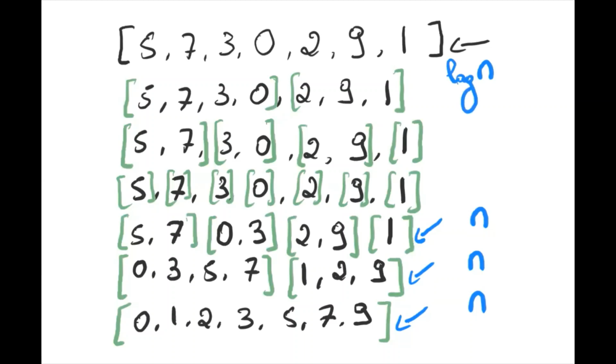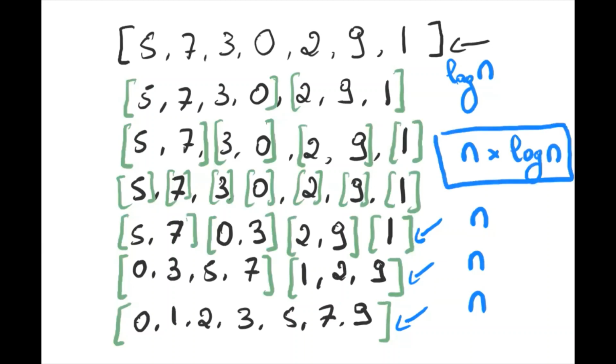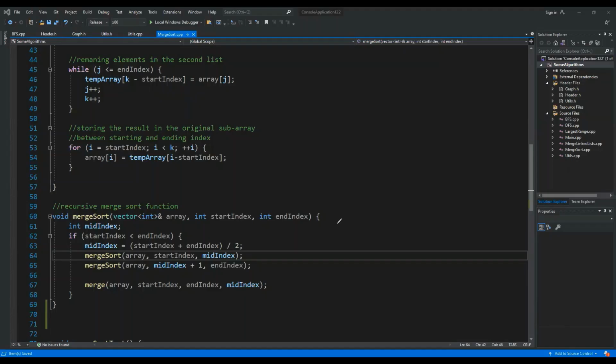But for simplicity, we write it as log of n. So we have n merge operations happening for log n times. Therefore, the complexity of the algorithm is n log n.